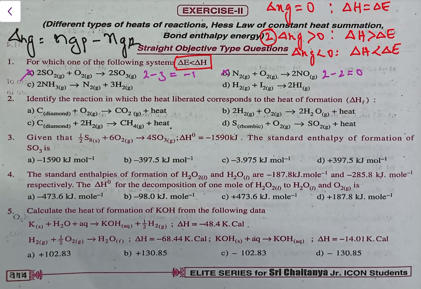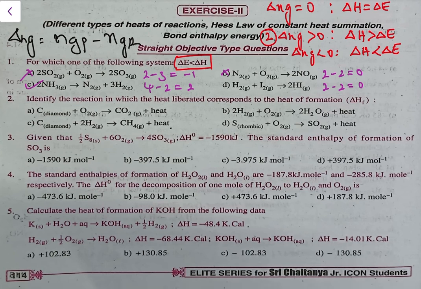Third option, if you see, 4 moles of products are there, 2 moles of reactants, that is equal to 2. So here we have delta Ng greater than 0. So C is correct. D is also 0, 2 minus 2, that is equal to 0. So in the C option, delta H is greater than delta E.